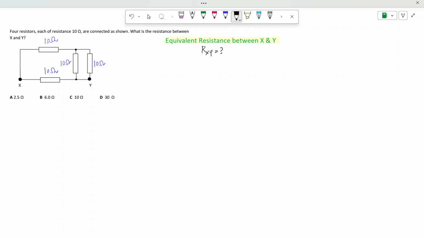Now we will start from the end that we can easily solve. Students, for example, if you select to solve from this point, you can't do this because of this branch. So you cannot solve these two. They are neither in series nor in parallel.